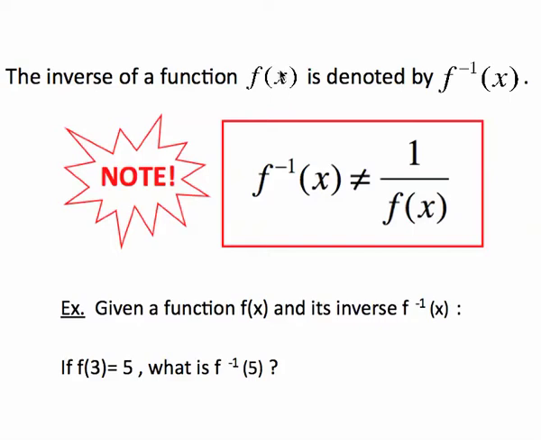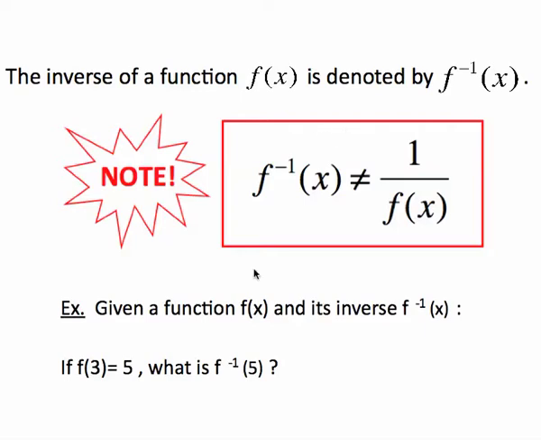Now, if we denote the original function as f of x, we can write the inverse of that as f inverse of x. Now, note that you've seen this kind of exponent -1 before, and when you're dealing with numbers, it means the reciprocal. But when you're dealing with functions, it doesn't. It means the inverse. So it's important to know that f with a little -1 does not mean 1 over f of x. It means the inverse function of f of x.